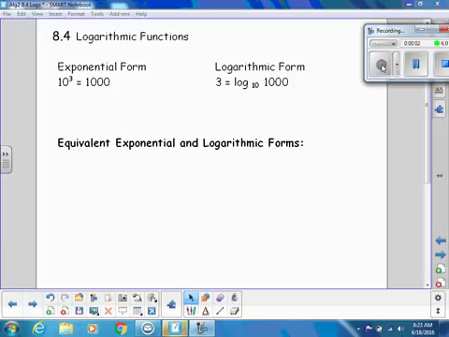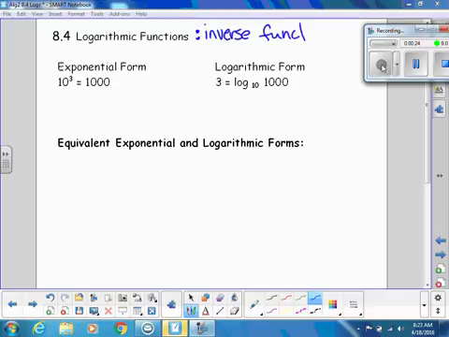So far in this unit, we've reviewed exponential functions, and you've seen those already in Algebra 1. Today we're going to start logarithmic functions, and you have not seen these before. The reason we look at logarithmic functions with exponential functions is because a logarithmic function is the inverse function of an exponential function. And we have already looked at inverse functions.